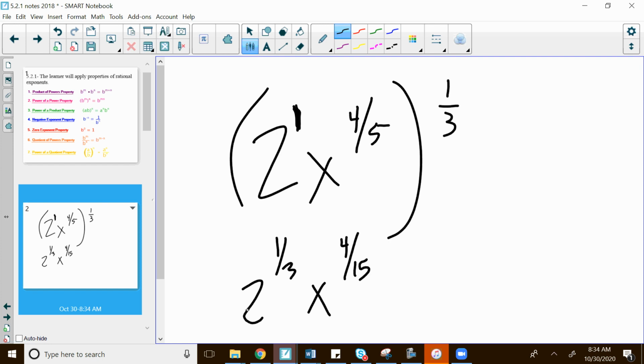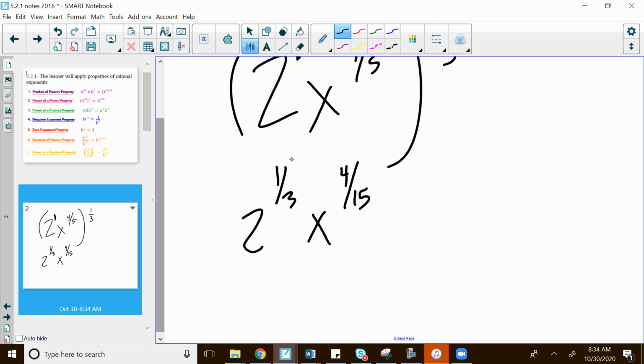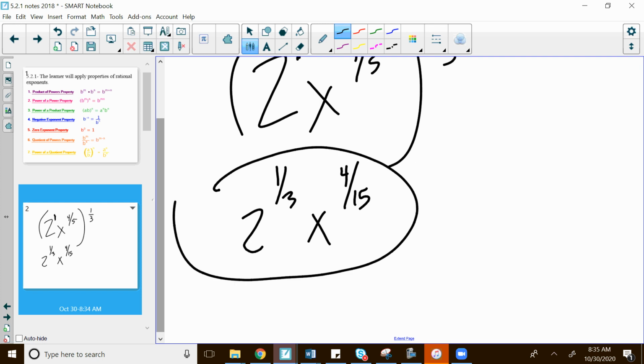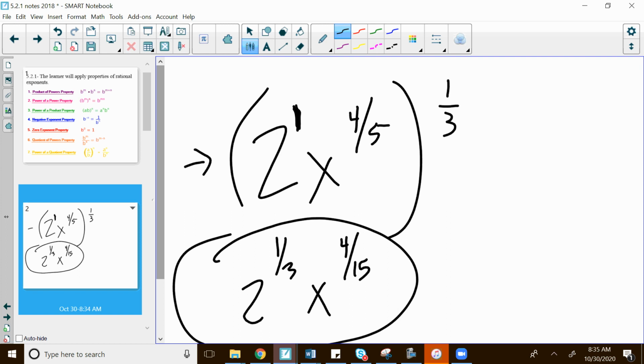Now, people ask, Mr. Hers, do you want us to write that as the cube root of 2? Do you want us to actually multiply, or do that in our calculator and write the decimal version of that? And the answer is no. We leave it in rational exponent form because it started in rational exponent form. Although it's kind of odd to just write 2 to the 1/3 and leave it, we're just going to leave that as 2 to the 1/3 x to the 4/15.